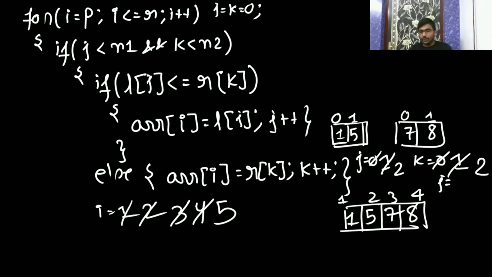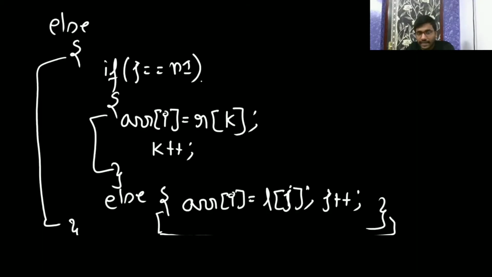Okay. So what happened when only the first half is stored? Now you have to insert only the right half. That's why in the else part, I'm checking whether you have elements in the left array and the right array. If you do not have elements, then check which array is finished. If J is equal to N1, it means the first, left array is finished. Only insert the right array and increment the indices of the right. Or else, if the right array is finished, then only insert the left array element. Now please let me know whether it is clear or not.